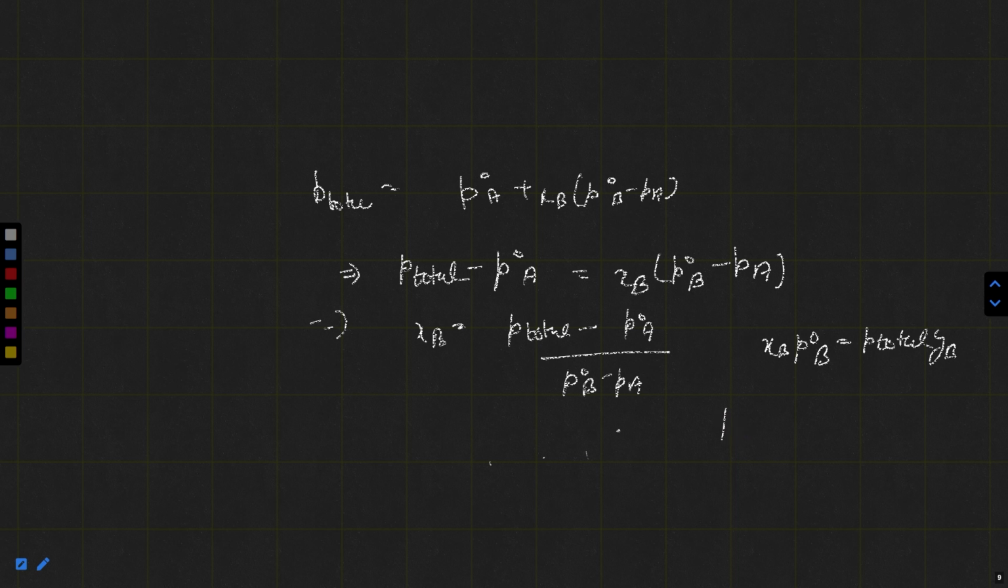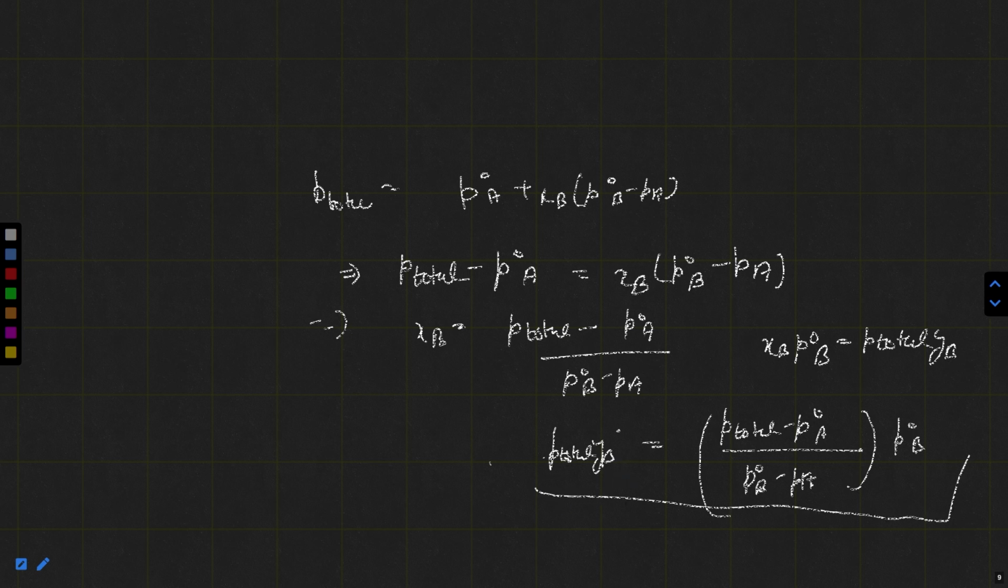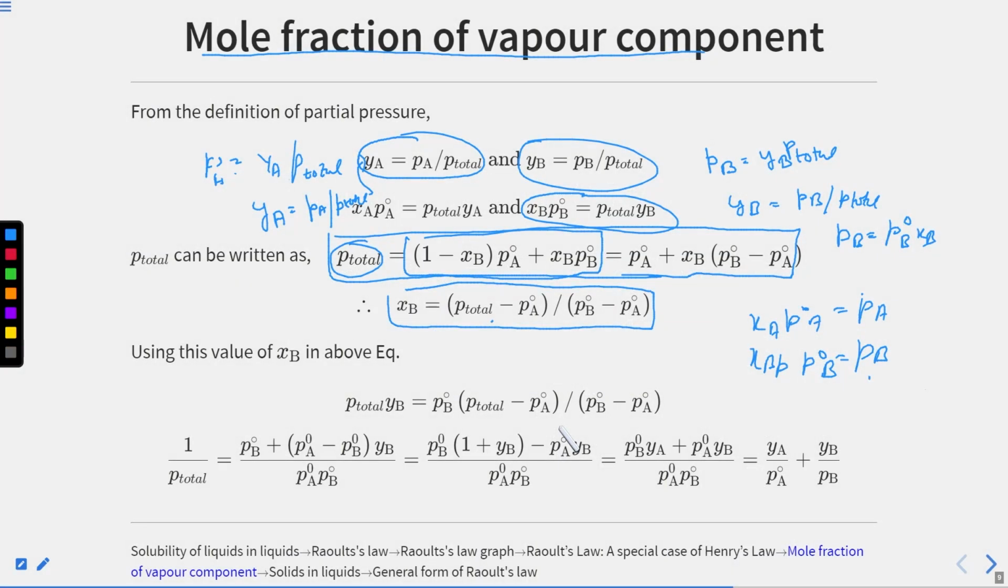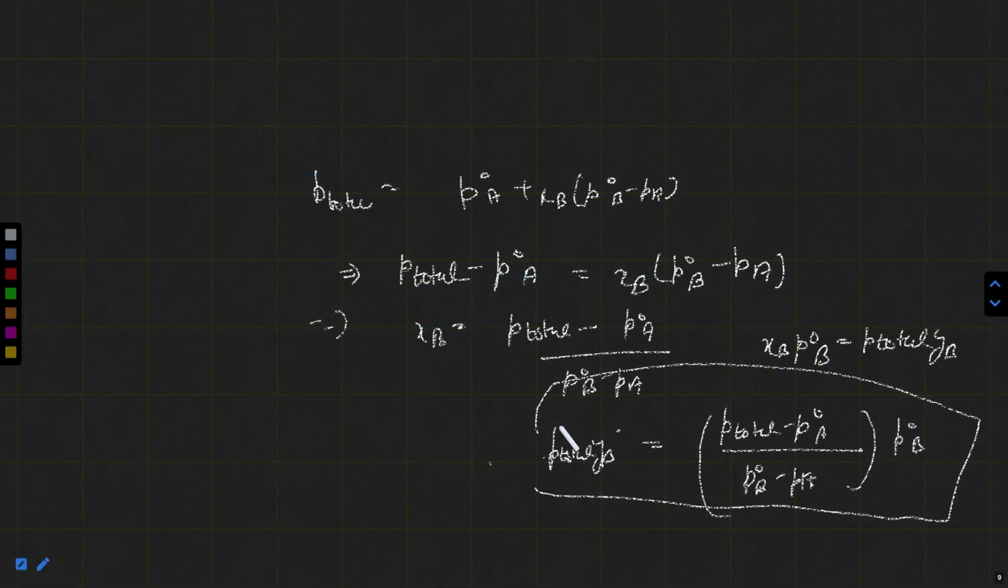So we'll write it as P total minus P naught A over P naught B minus PA, so it will be equal to P naught B and P total YB. This is the equation that we will get. Okay, so this is the equation that we get.